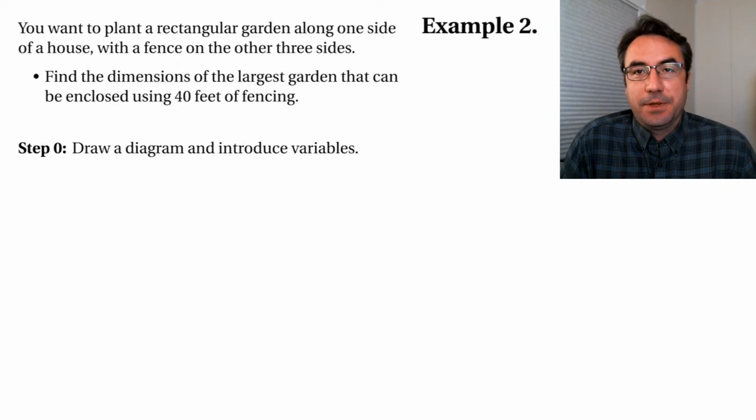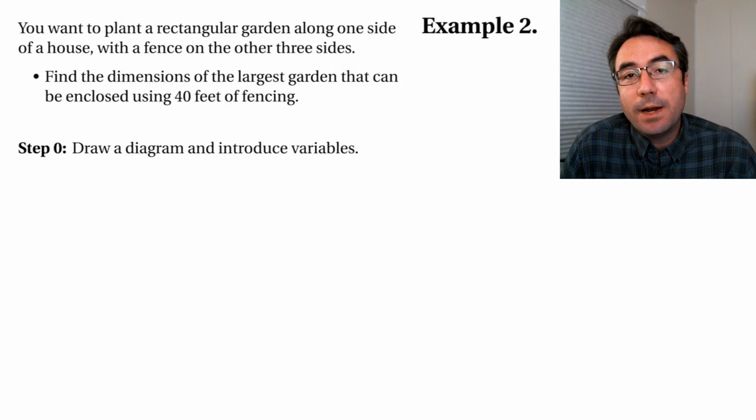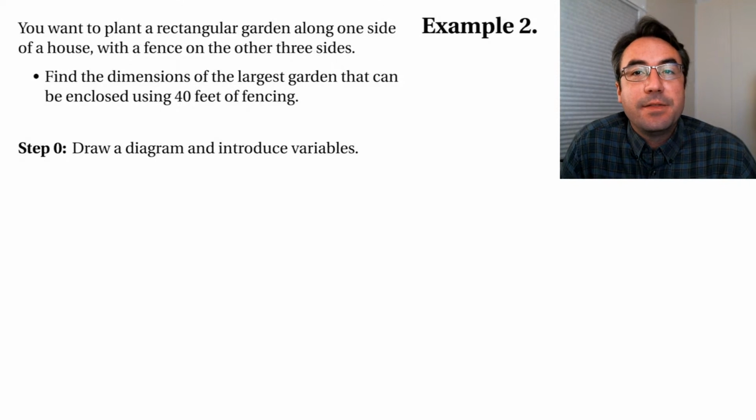All right, so let's read through this. We want to plant a rectangular garden along one side of a house, and we want to put a fence on the other 3 sides. And what we want to do is figure out the dimensions of the largest garden that can be enclosed using 40 feet of fencing.